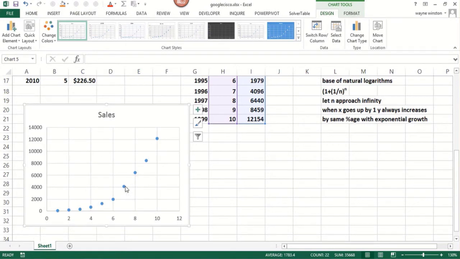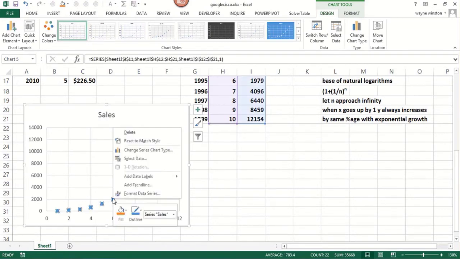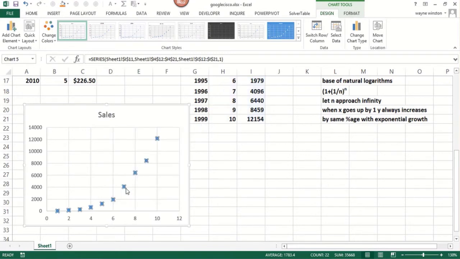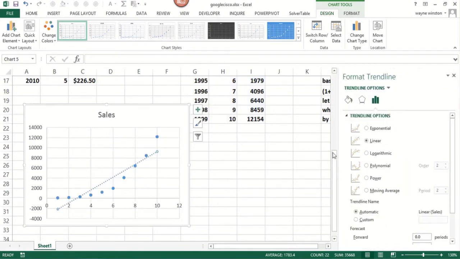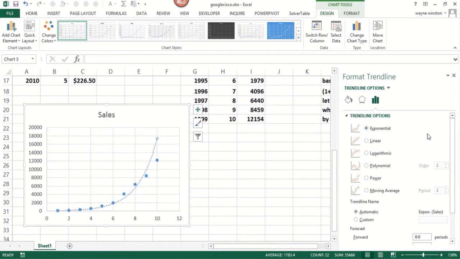So basically, when a curve gets steeper, you should try and fit exponential growth, and then you can get the CAGR, or compound annual growth rate, by looking at the ratio of the prediction. When x goes up by 1, y always goes up by the same percentage. And if you subtract 1 from that, that will be your compound annual growth rate. So I right-click in here, add trendline. Okay, so I'm going to fit an exponential equation.